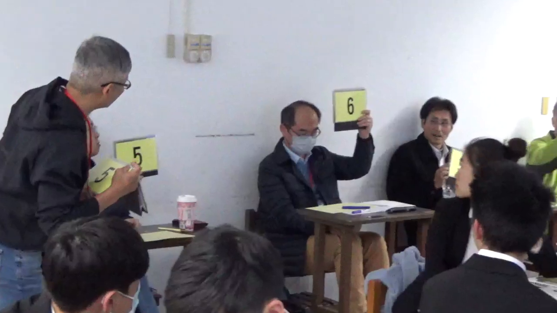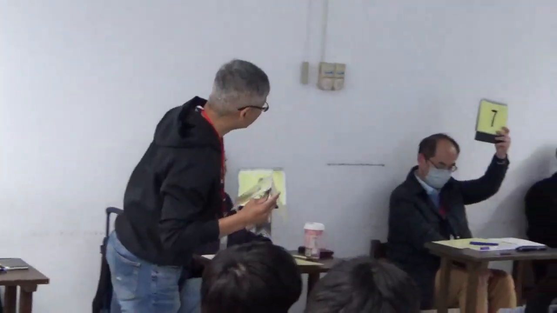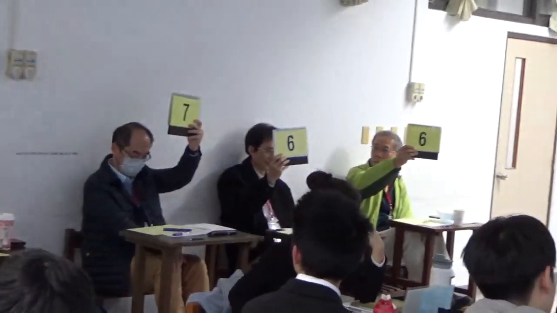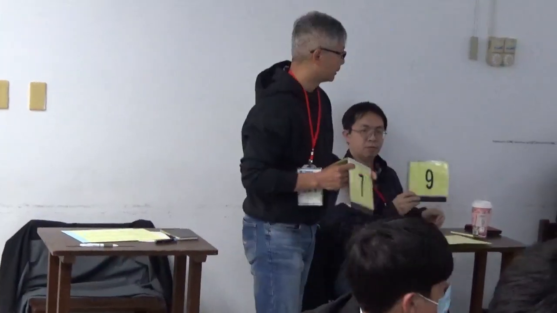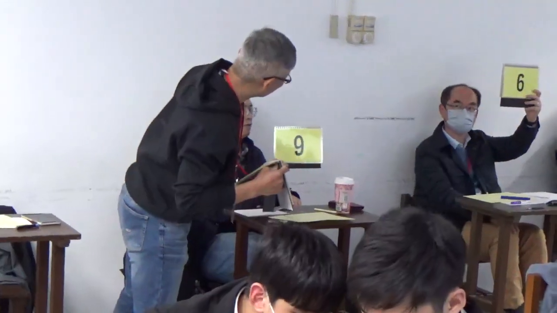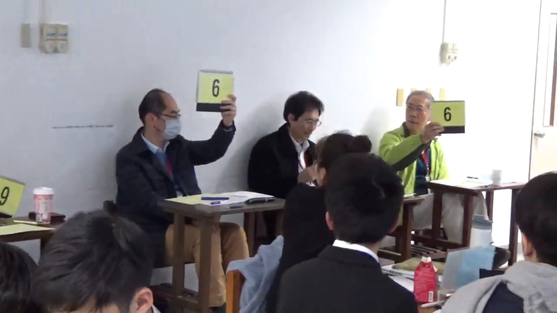The scores for the supporter are 5, 5, 6, 5, 5. And for the opponent, 7, 9, 7, 6, 6. And for the reviewer, 6, 9, sorry, 7, 9, 6, 6, 6.